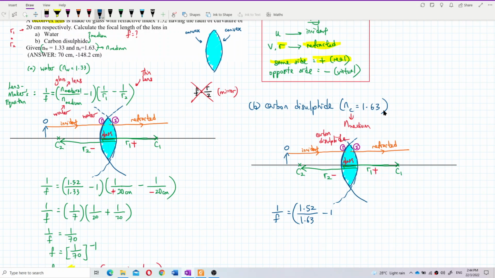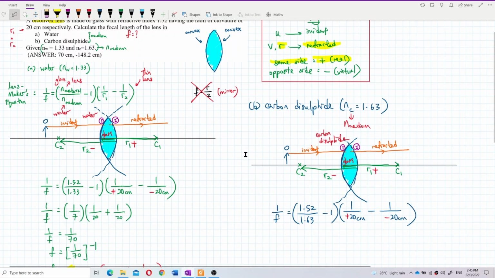Then the rest is still the same. R1 is still positive 20 because the radius is on the same side as the refracted ray, whereas R2 is negative because it's on the opposite side of the refracted ray. So this is negative 20 centimeter.